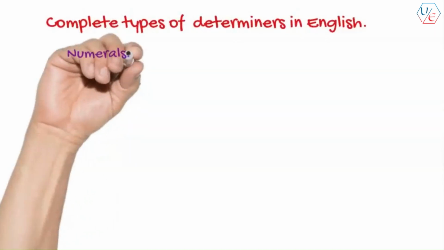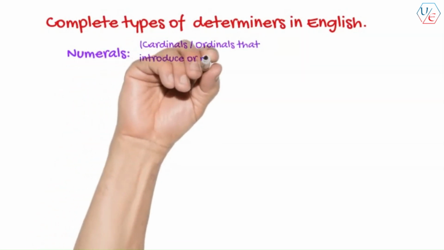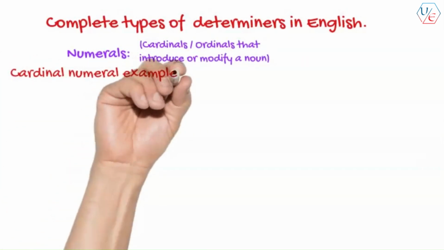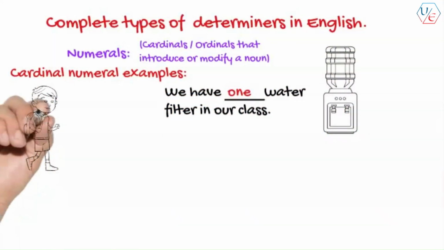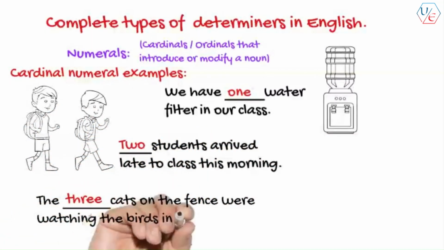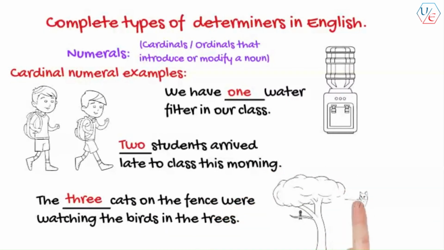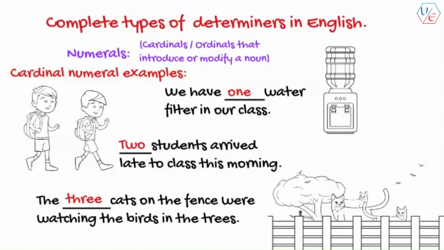Numeral determiners. When numerals are used to introduce or modify a noun, they become numeral determiners. The numerals can be in the form of cardinals or ordinals. Cardinal numeral examples. We have one water filter in our class. 2 students arrived late to class this morning. The 3 cats on the fence were watching the birds in the trees. In each of these sentences, the cardinal determiner indicates the exact quantity of the noun being referred to.